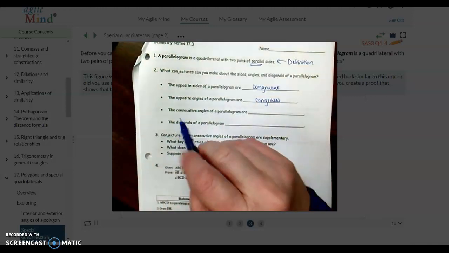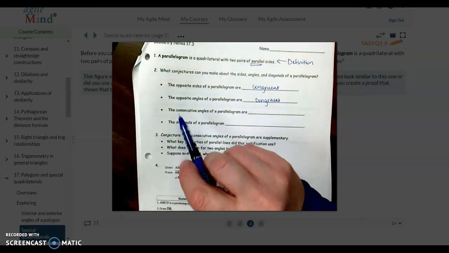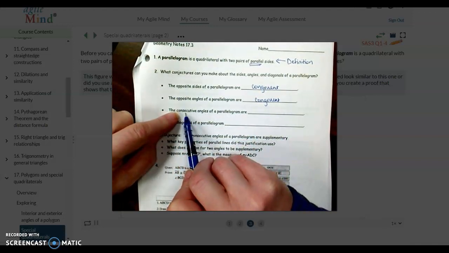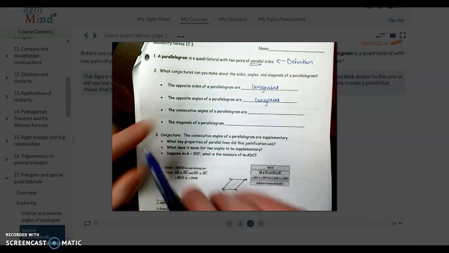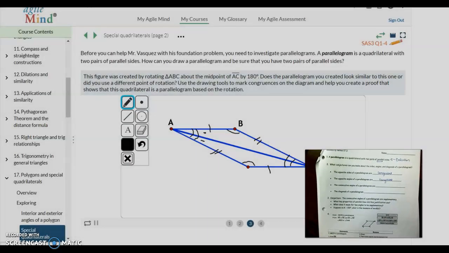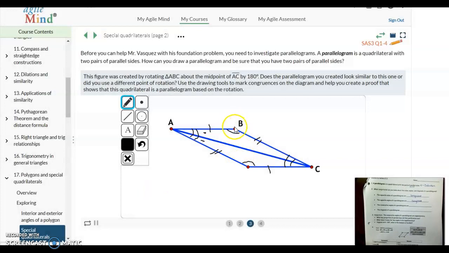Now, the next one says consecutive. So it's really important that we understand the difference between opposite and consecutive. So consecutive angles are ones that are in a row or next to each other. If you talk about it rained 3 consecutive days, you're talking about 3 days in a row. So if we look at our angles here, this angle B and this whole angle C, those would be consecutive angles. And so what do we know to be true about those?